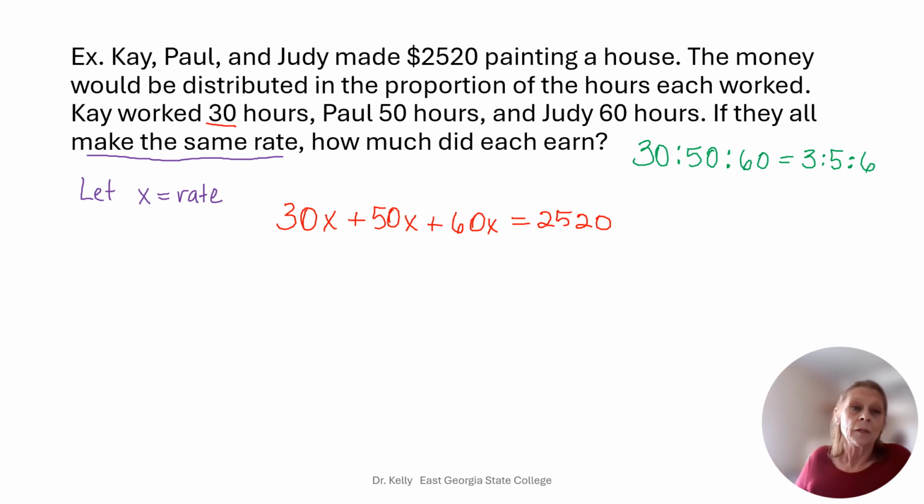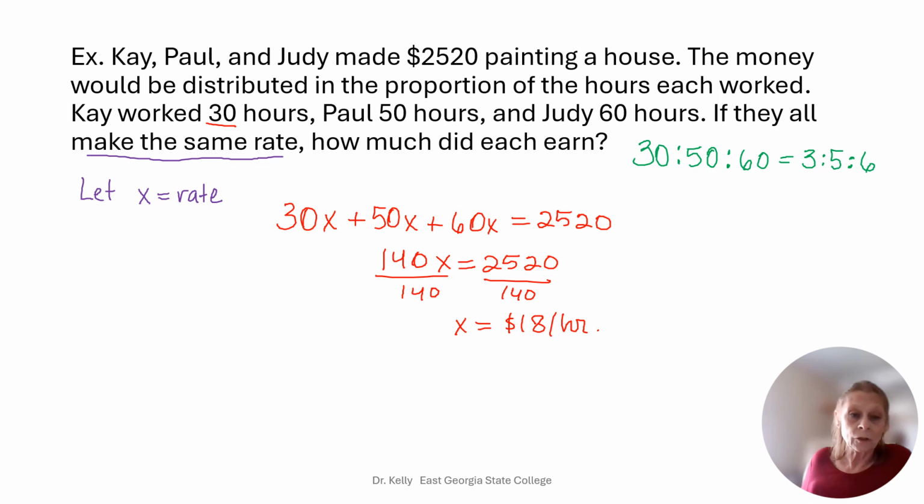Okay? So now let's just put this together. We have 140x is equal to 2,520. When we divide by 140, we get x is equal to 18. So they're going to make $18 an hour.